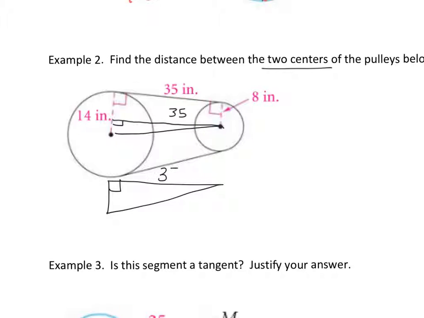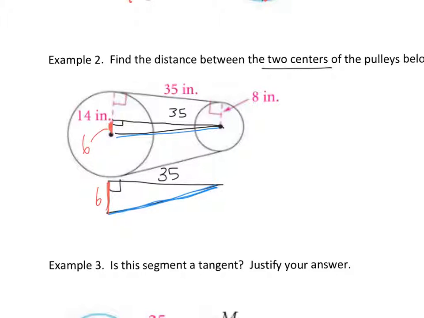So right here, I'm going to draw this triangle better. So this is 35, and this represents the blue line. So we're trying to find that blue distance. So I need this red distance. If I know that this segment's 14 inches and this segment's 8 inches, that means that this segment right here has to be 6 inches.